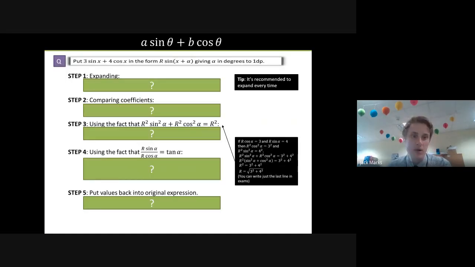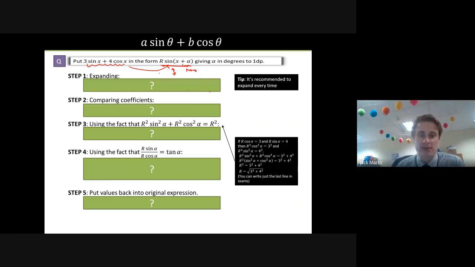Okay, so let's start with the same thing again, 3 sine x plus 4 cos x. And we're going to show that, in fact, that can be rewritten. Another way to write that is this: R sine(x + alpha), where R is some number and alpha is some number as well. So in other words, we're going to show that really it's just a sine graph that has been stretched and that has been translated.